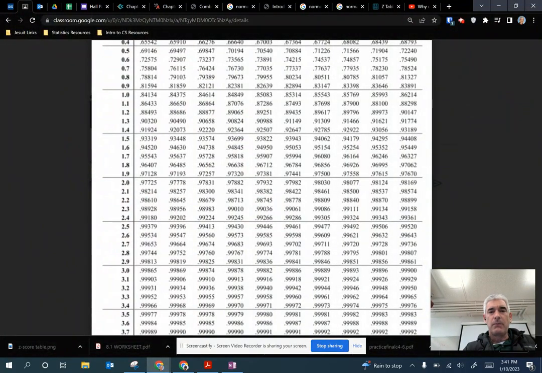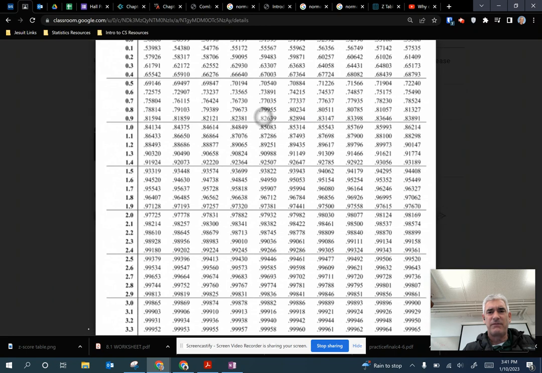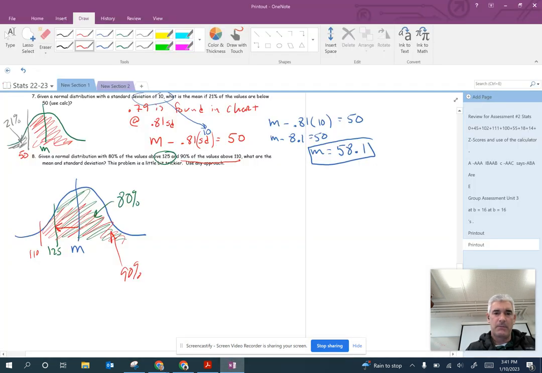So let me go to my chart here. There we go. So I'm looking for 80% in here, and 80% is right around here. This is close enough for me. So what I'm going to do is I'm going to say this is 0.801234. So I'm going to say 0.84. Okay, so I'm going to go back here to this problem. So 125 must have a z-score of 0.84.